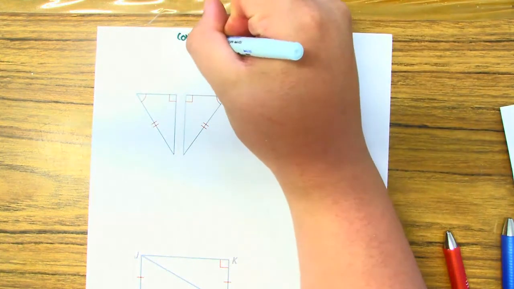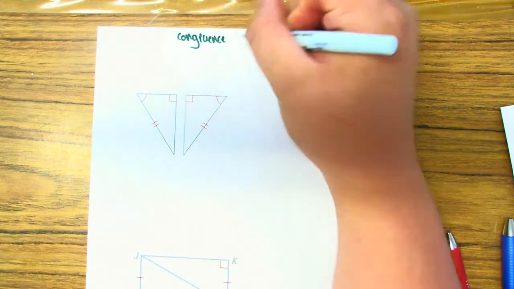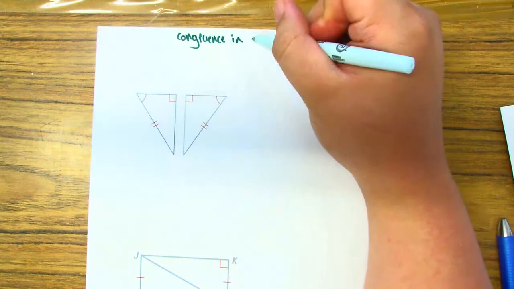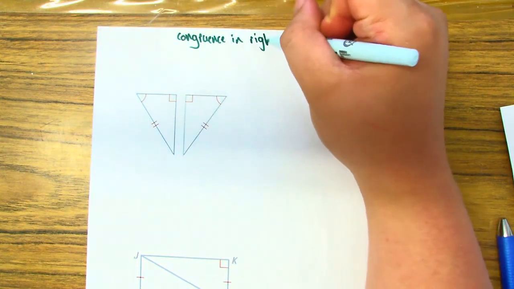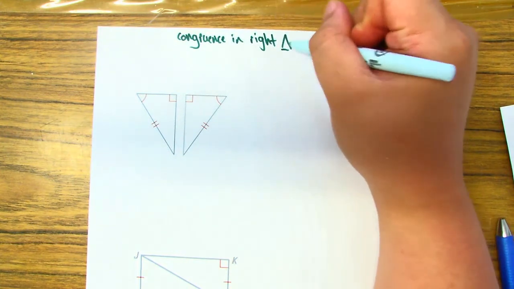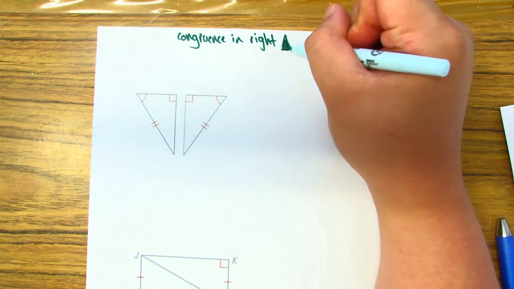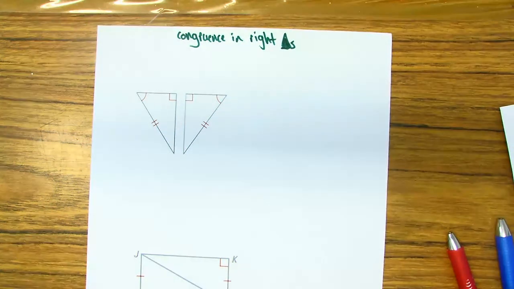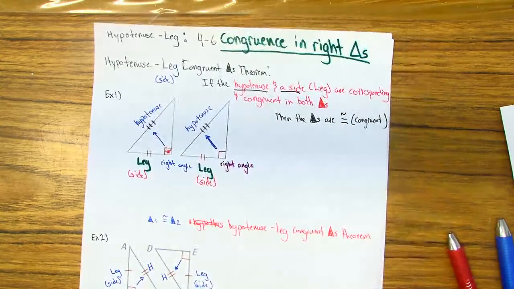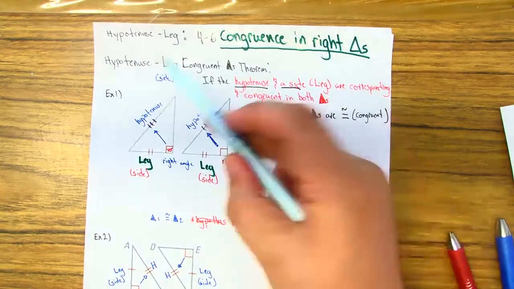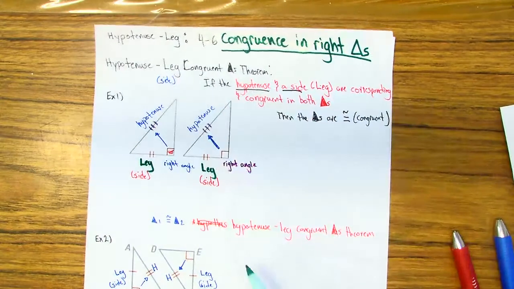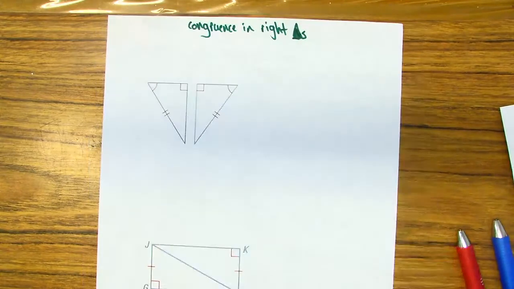Congruence in right triangles. Okay. Now I'll give you two examples just for one new theorem that we're going to be learning, which is the hypotenuse leg, the hypotenuse and the leg congruent triangle theorem. And this one is not really new, but this new theorem will probably make you confused, right?